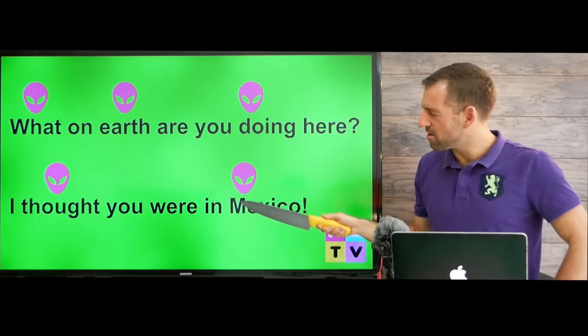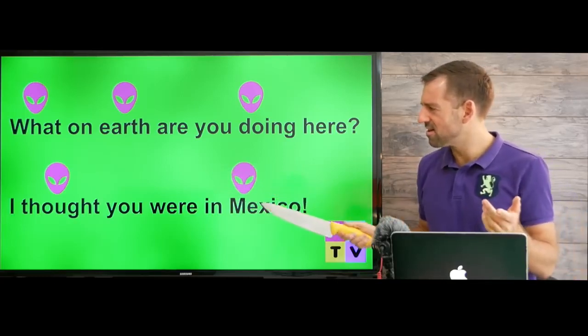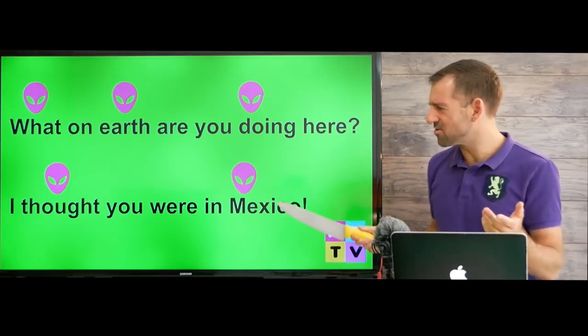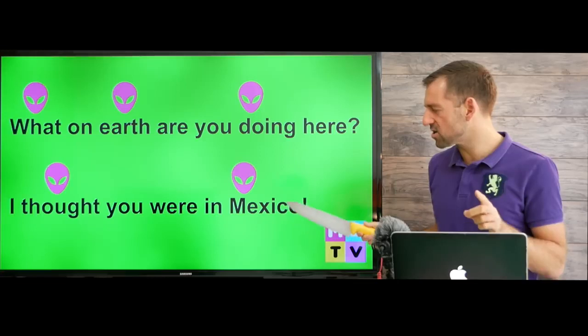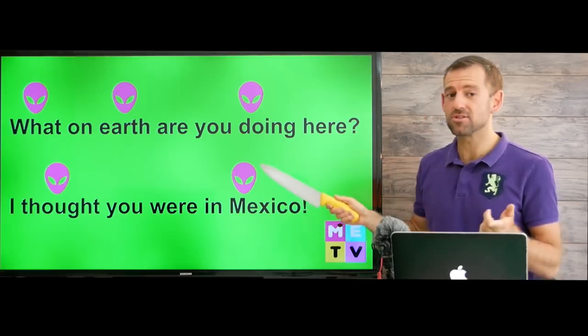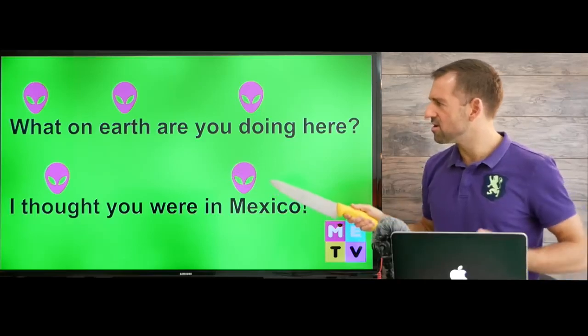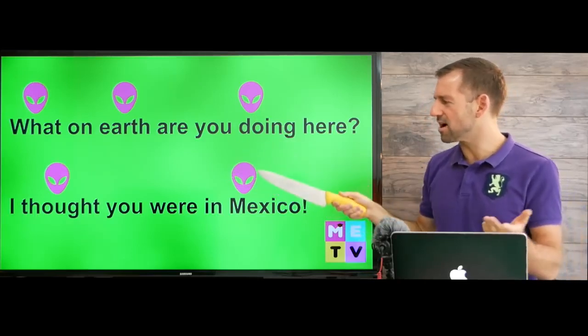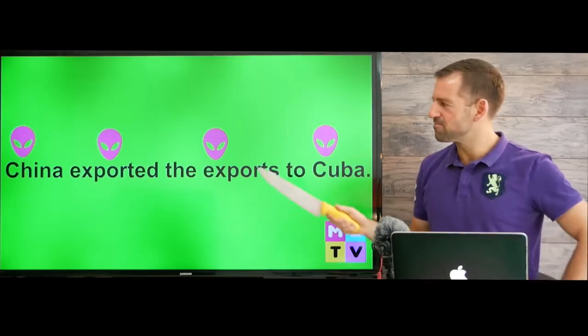I thought you were in Mexico. Okay, Mexico has 3 syllables. Mexico. The stress is on the first syllable. I thought you were in Mexico. What on earth are you doing here? I thought you were in Mexico. All right, let's look at another example.